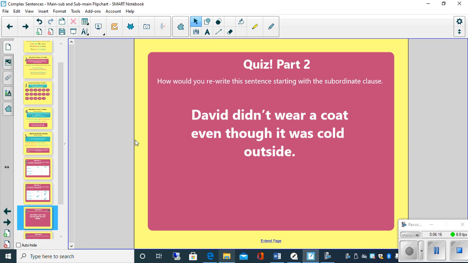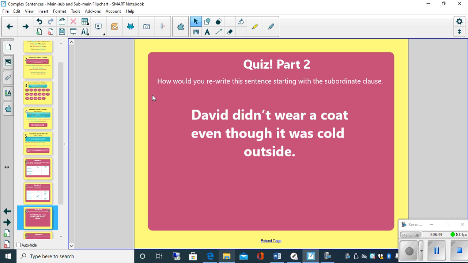Another thing for you to think about. How would you rewrite this sentence starting with the subordinating clause? So in this example, David didn't want to wear a coat even though it was cold. We have got our sentence here of a main clause followed by a subordinating clause. Just think to yourself, which part of it is the main clause and which part of it is the subordinating clause? Have a think about it.